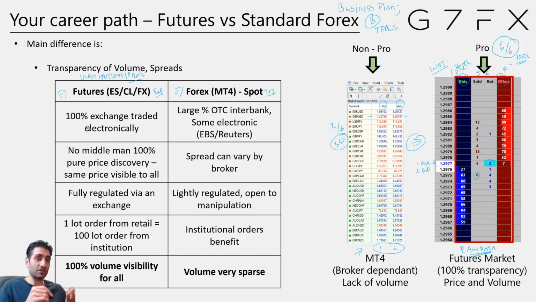What the differences are that we do care about, however, that moves us away from thinking like a retailer and really starting to think like an institution, is this. It's really to do with volume. Now, spreads, yeah, I'm going to come on to, but essentially the main thing is volume.